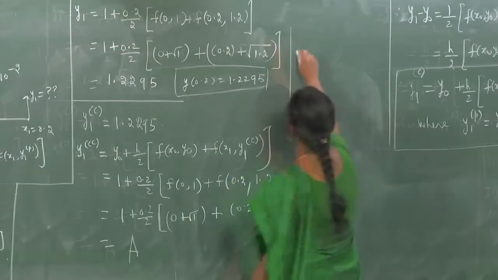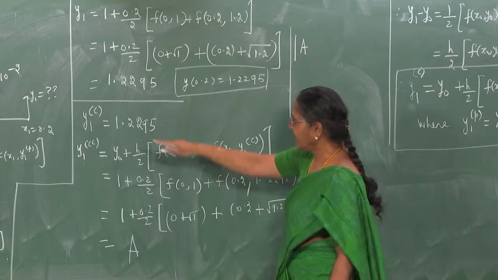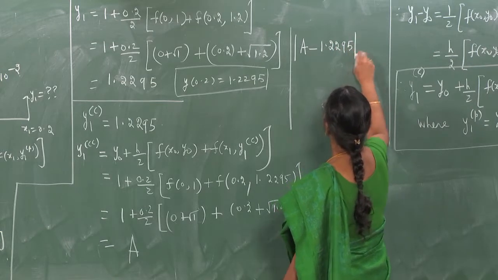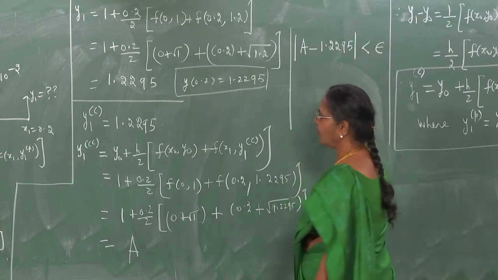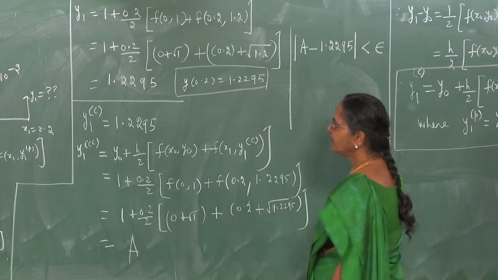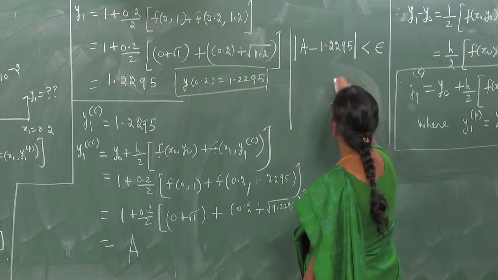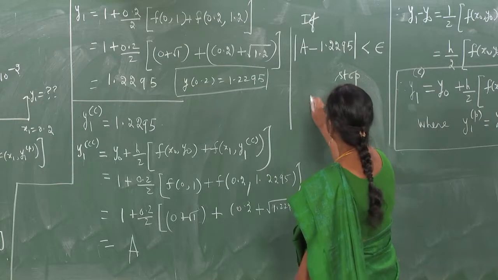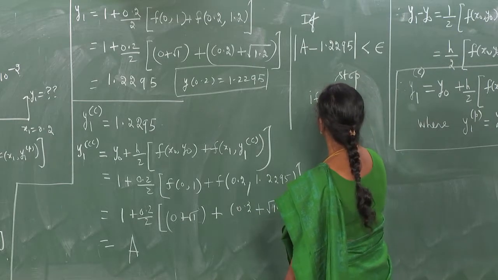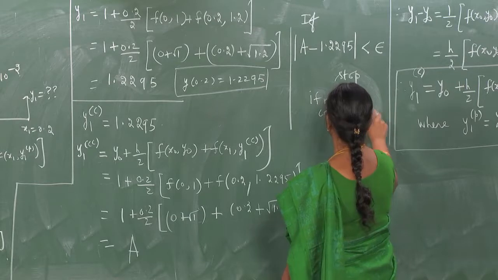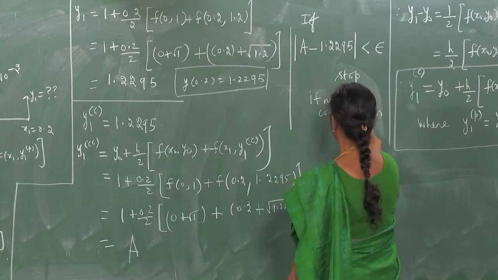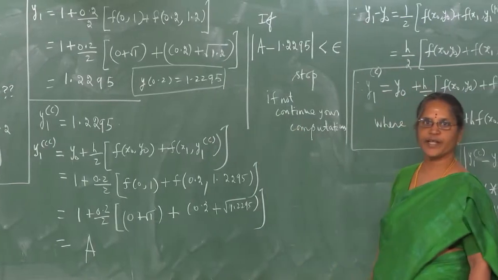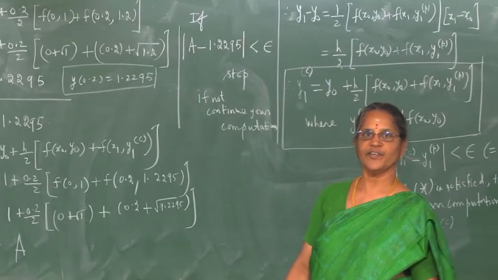At this stage, the difference between the second corrected value and the first corrected value, if it is less than epsilon, the prescribed accuracy, then you stop. If this happens, you can stop. If not, continue your computations as explained earlier and get the solution at x1 correct to the desired degree of accuracy.